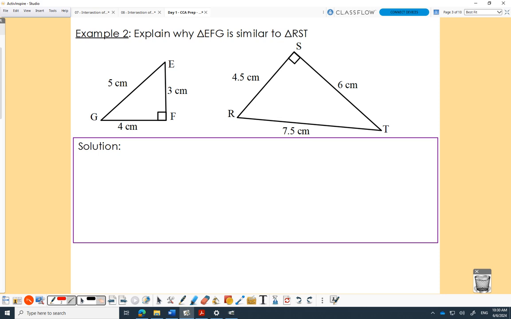Explain why triangle EFG is similar to RST. So I need to prove the angles are all the same. I can't do that. I don't have enough angles. We have 90. That's only one angle. I could say the two angles are equal.